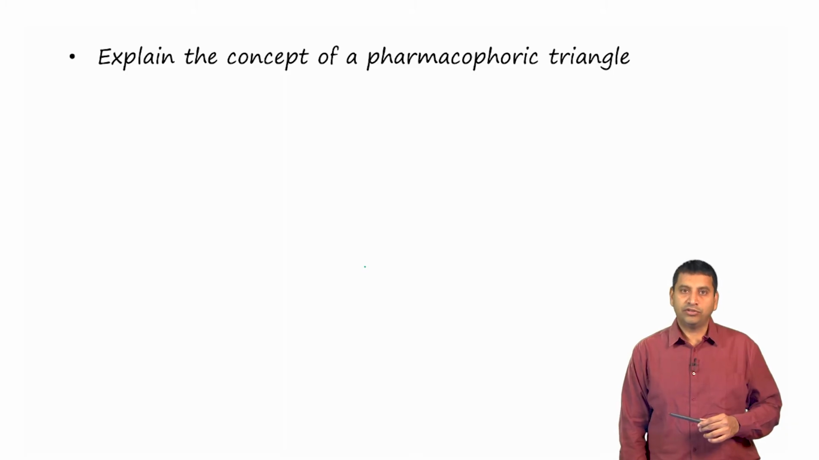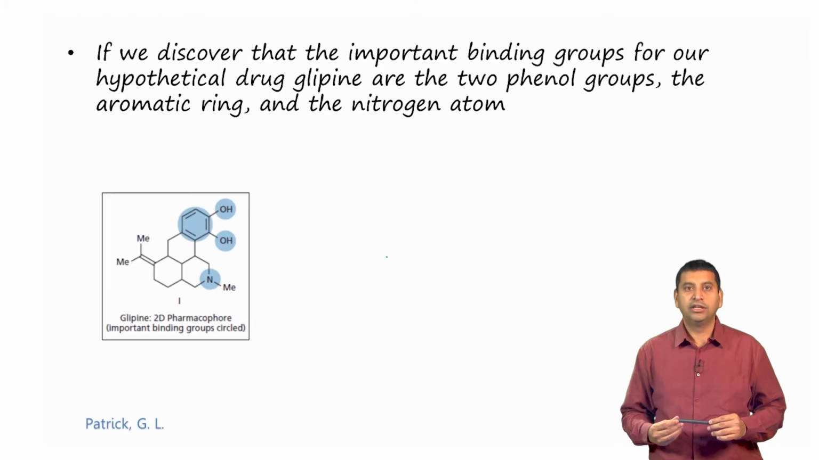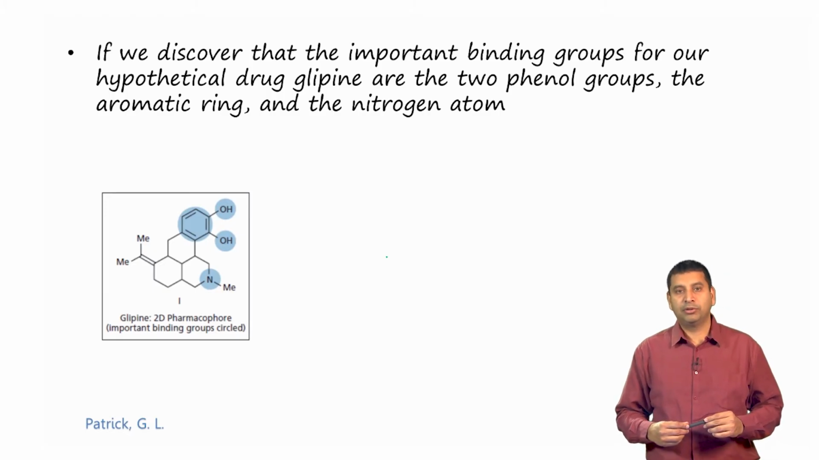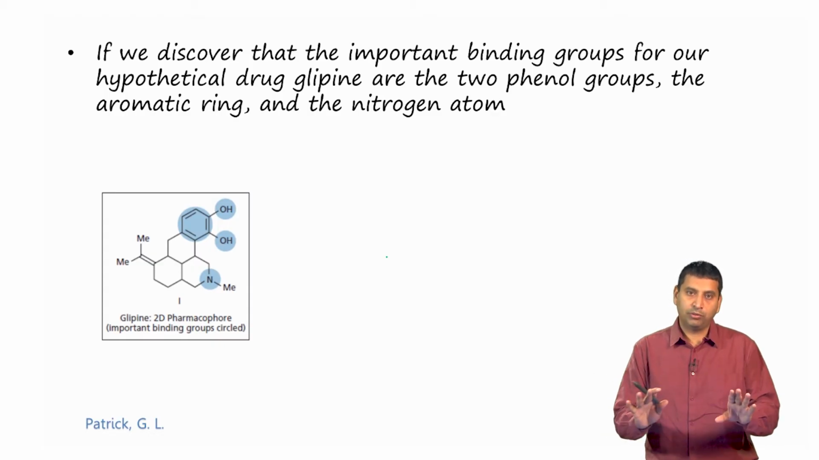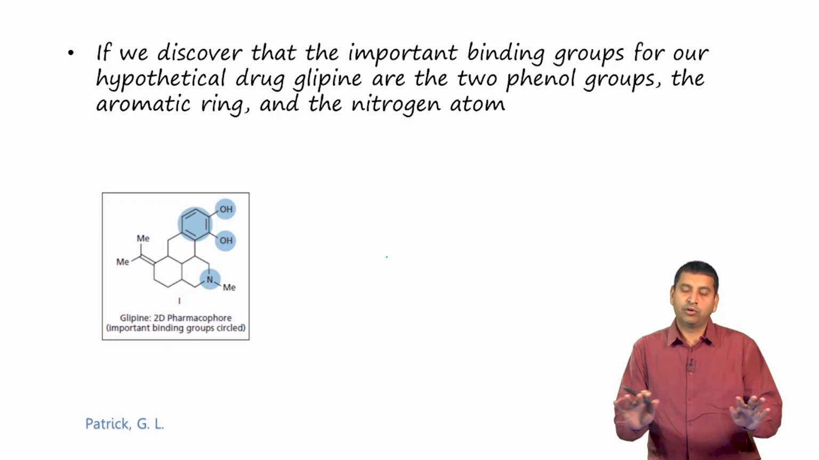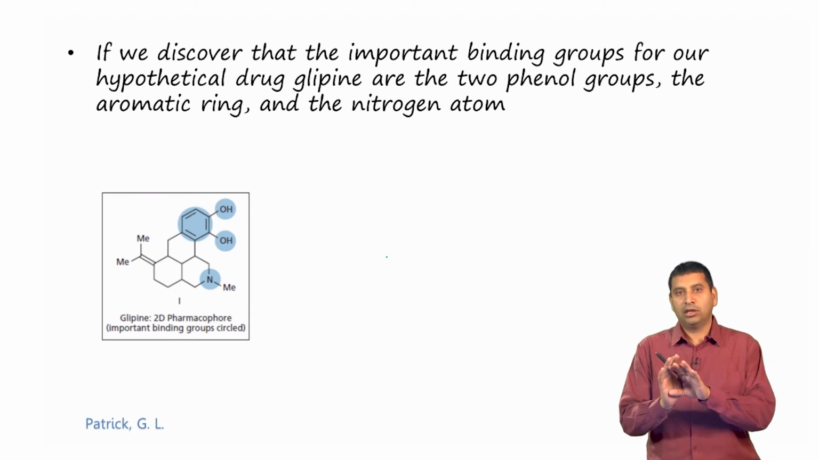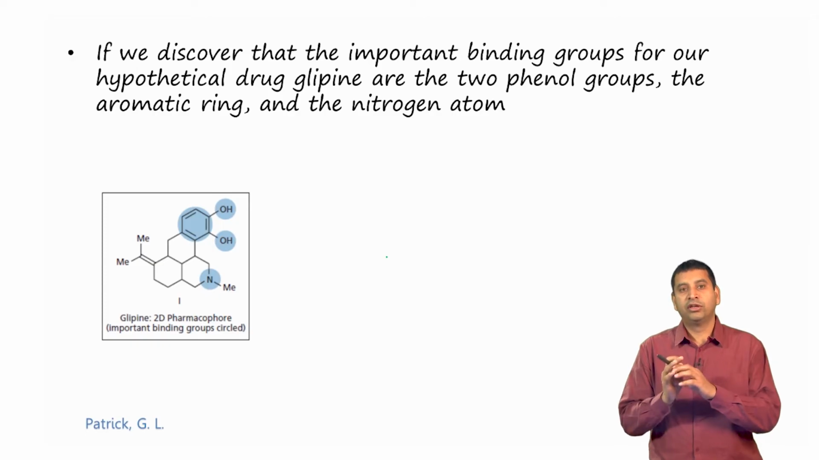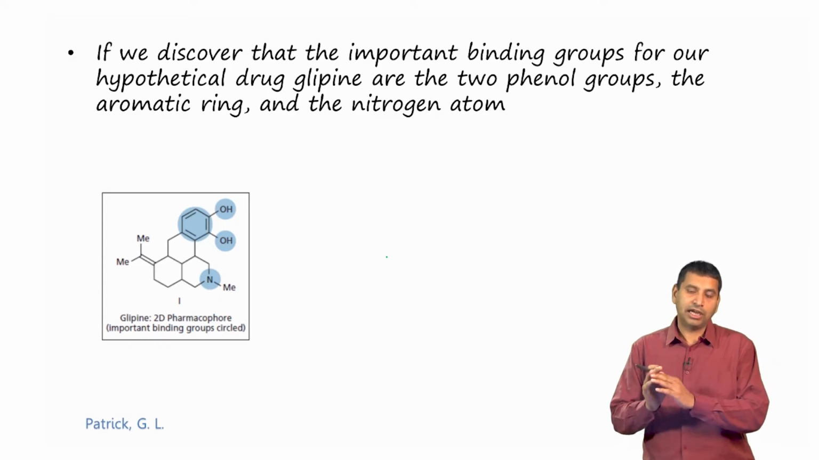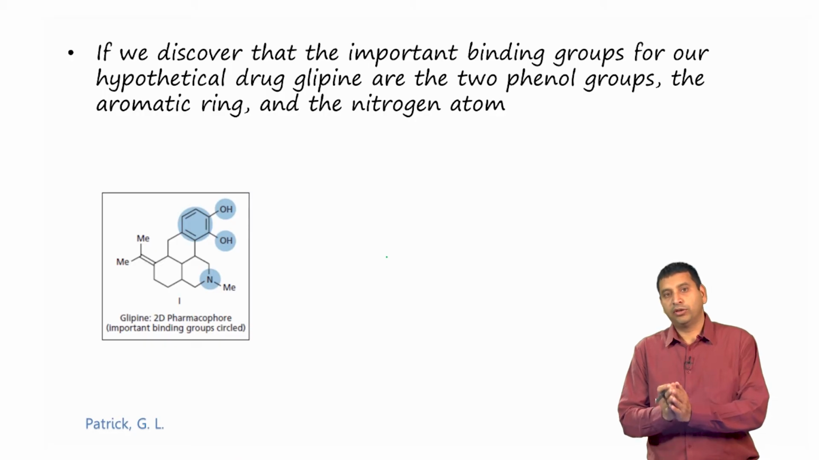In order to address this question, let's go back and look at some of the lecture slides that we encountered previously. Let's go back to our hypothetical drug molecule, which is glipine. It's very easy for us to draw out a two-dimensional pharmacophore. We have done this n number of times in the course. You just identify the various functional groups and find out which are the ones that are going to interact with the receptor, or removal of which will result in a large decrease in the activity. What this means is that there are certain groups in the molecule which are not that important, and certain groups that are important.